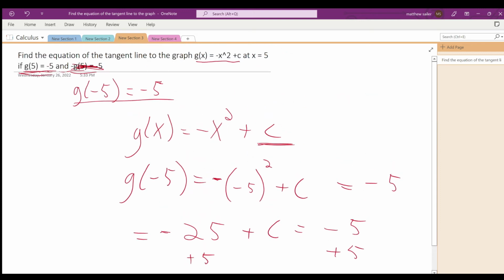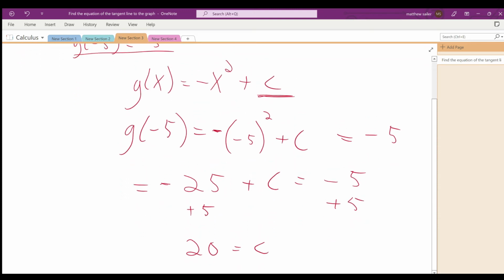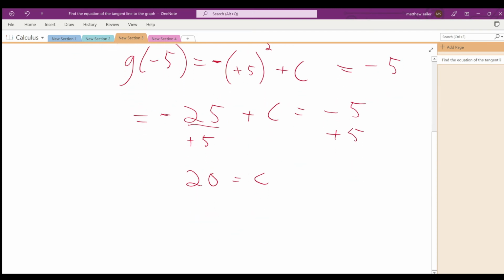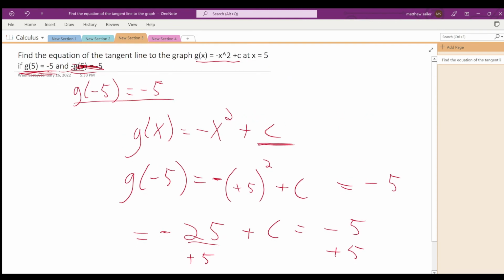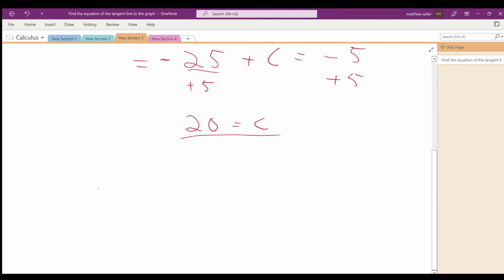And we can do the same thing with g of 5 equals negative 5 and get the same result. I'm not going to do it because the only thing that would change is this 5 would be a positive, and squaring it would still give you 25. It would be the exact same result. So we have c equals 20. So our equation now becomes g of x equals negative x squared plus 20.